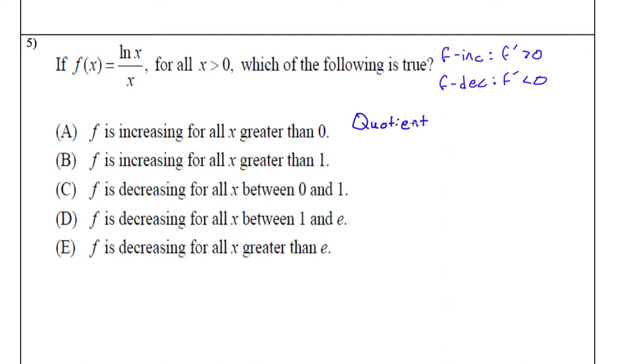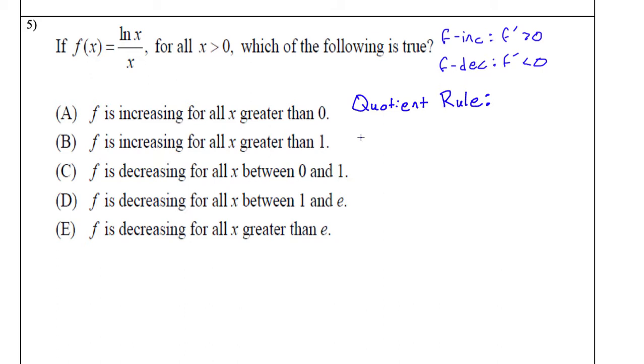Quotient rule. If you forgot, I always think of Snow White when I sing this. It's low d high minus high d low, all divided by low squared. And I do like color coding this, so I'm going to make that side green and I'll make the operations black. And that way we can see what's going on. Sure, let's just add another color. Why not? Because I like colors.